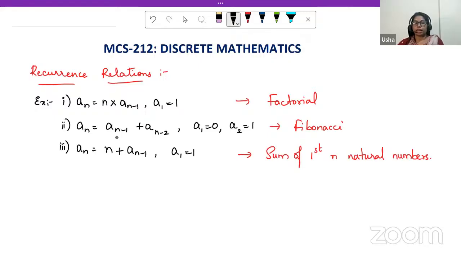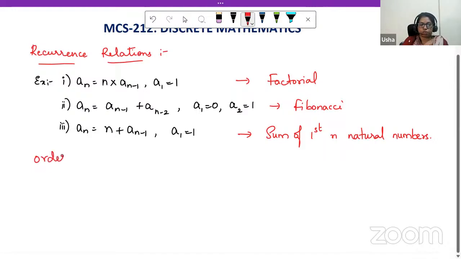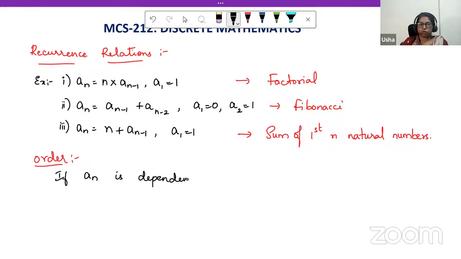Fine. So these are examples of recurrence relation. Now the question for you will be, what is the order and degree of a recurrence relation? First, you need to understand what they are. Order of a recurrence relation means, if an is dependent on a(n-1), a(n-2), up to a(n-k), then k is the order of the recurrence relation.